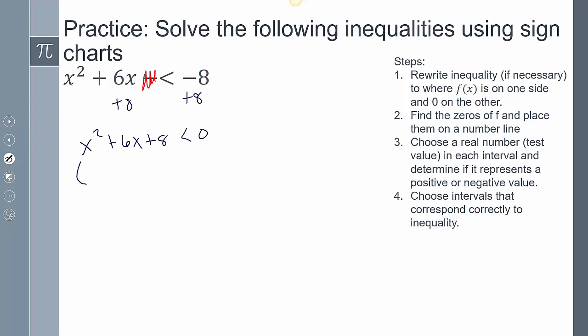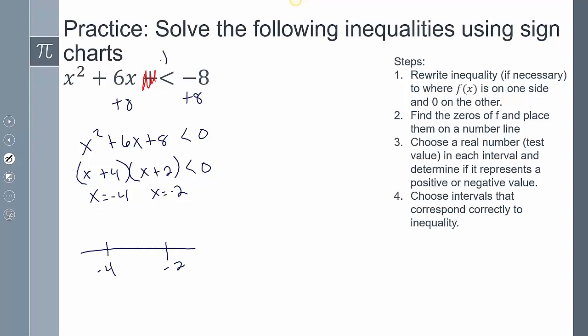Find the zeros, so that means I should be able to factor this. So this is going to be x plus 4, x plus 2. So that means finding my zeros, x is going to equal negative 4, and x is going to equal negative 2. Now, place them on the number line. So I get negative 4 here, I get negative 2. Because there's no equal to here, they're both going to represent open circles.